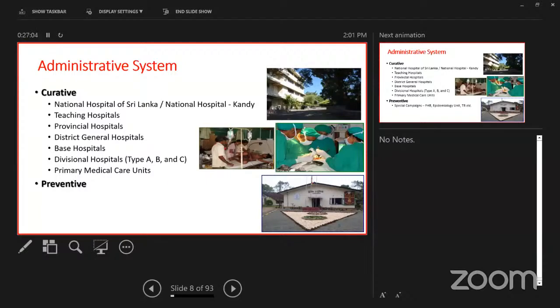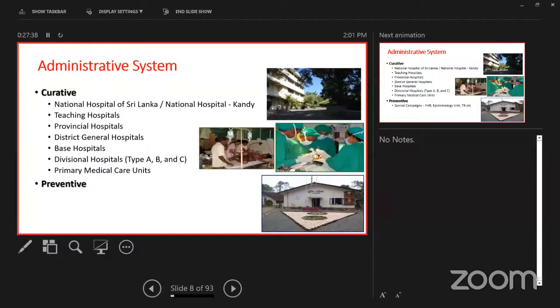Usually teaching hospitals are affiliated to a medical faculty. For example, you see the newest teaching hospitals in Sri Lanka, the Ratnapura and Anuradhapura, and also, I don't know whether Kuliyapitiya or Kurunegala is a teaching hospital. Both are affiliated with the Wayamba Medical Faculty, then Sabaragamuwa Medical Faculty and Rajarata Medical Faculty, they became teaching hospitals. So teaching hospitals in Sri Lanka are hospitals that are affiliated to a medical faculty.